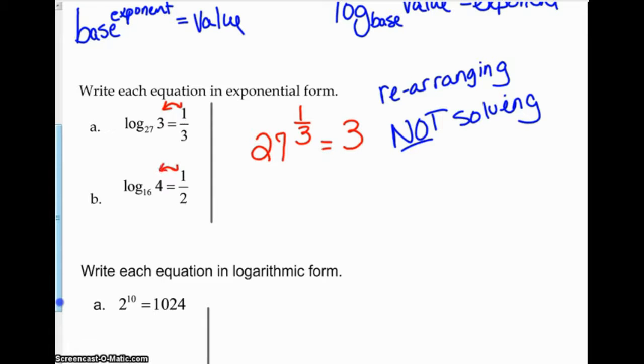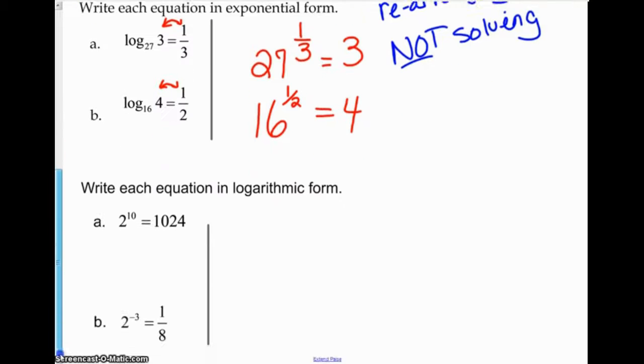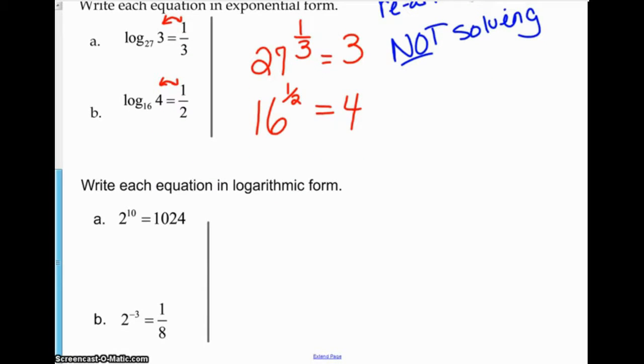So here, I'm going to switch around the 4 and the 1/2. It would be 16 to the 1/2 equals 4. You can see how I switched around the two values that are around my equal sign. Here in A, I'm going to switch around the 10 and the 1024, your exponent and your value. I'm going to add the word log, so it's in logarithmic form, of base 2, of 1024, and that now equals 10.